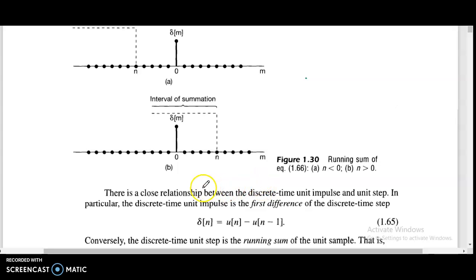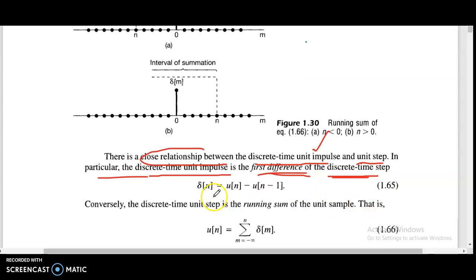And then there is a close relationship between the discrete time unit impulse and unit step, that is del of n and u of n. In particular, the discrete time unit impulse is the first difference of the discrete time unit step.